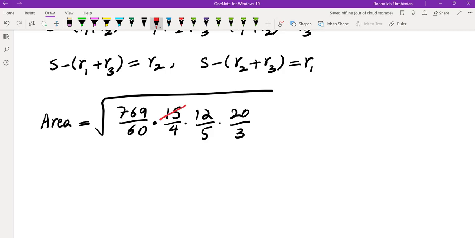Okay, so 15 and this one cancel to 4. 4 and this cancel to 3. Now we have 3 and 3 cancel, and this 20 and 20 cancel. So in fact, the final answer is going to be the square root of 769.